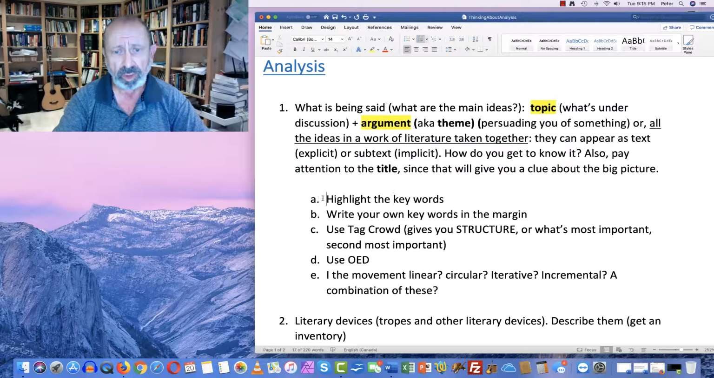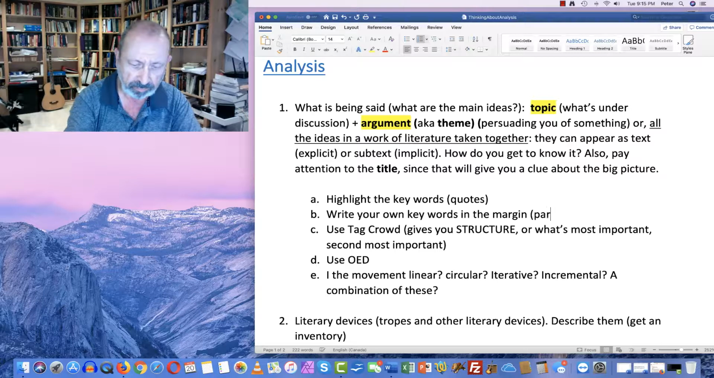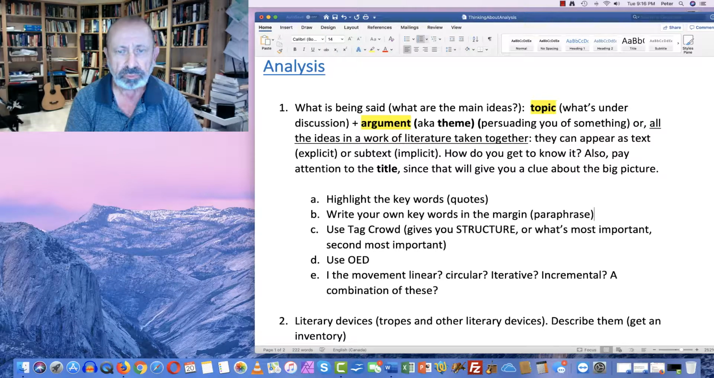So, you know about highlighting the key words. You can also use TagCrowd to do this. That will help you identify the topic. I always suggest you write down your own keywords as well in the margin. In essence, if you're writing a paper, this becomes your quotes, and this becomes your paraphrase. And when you're writing, as I'll show you in a minute, it's very useful to combine both quotes and paraphrase as you work your way through your paper and through an argument.